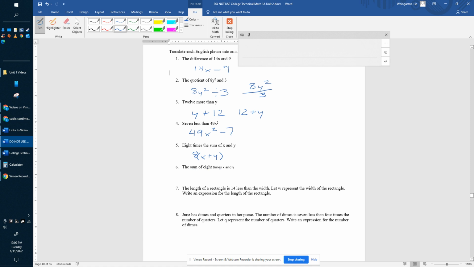The sum of 8 times x and y. These are two different expressions. This one's saying the sum of 8 times x and y. So this time we're just going to take 8 times x and add y.